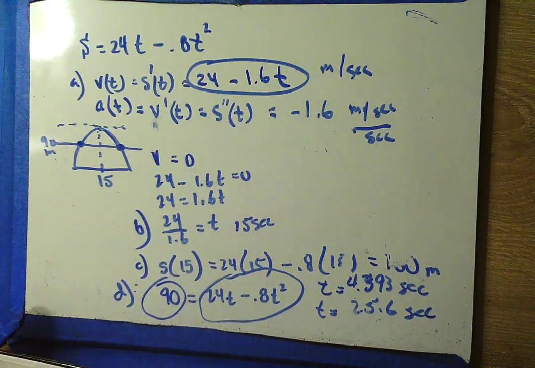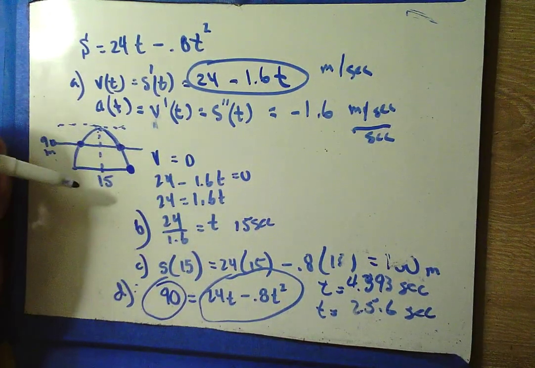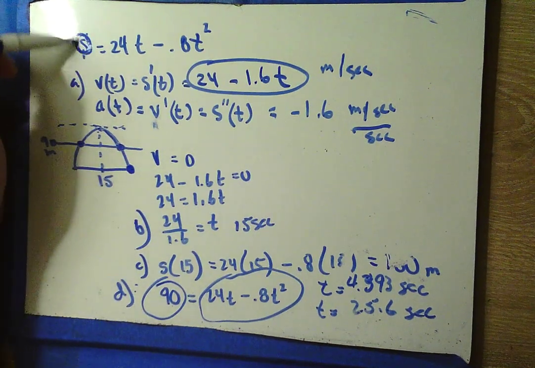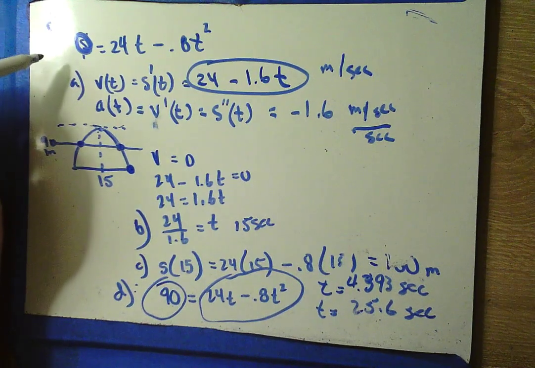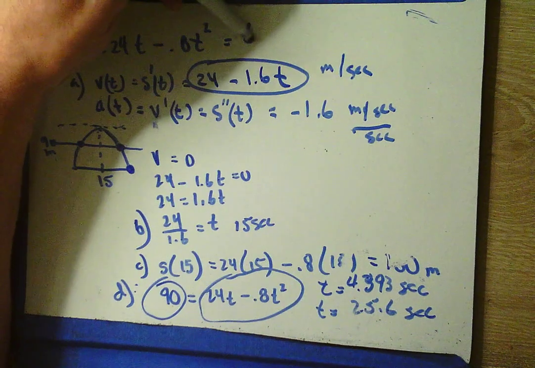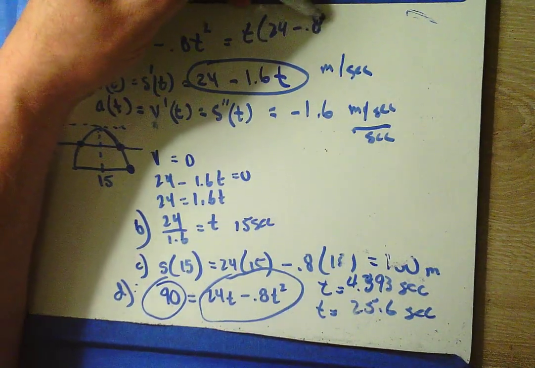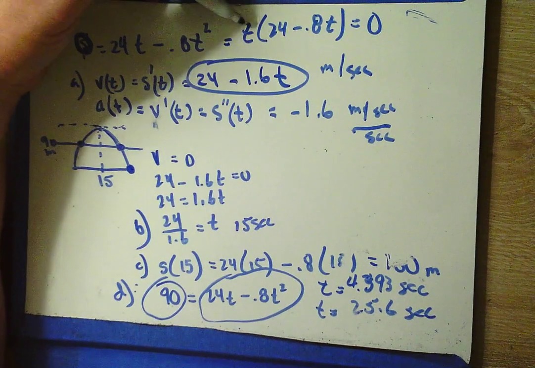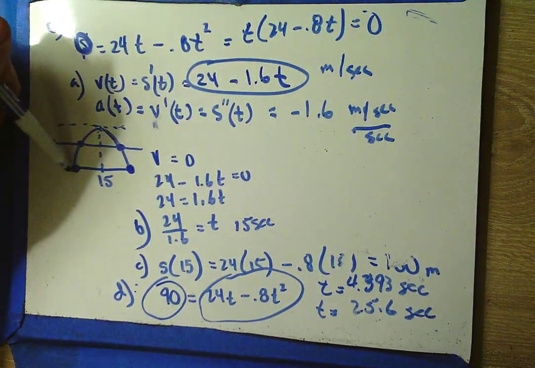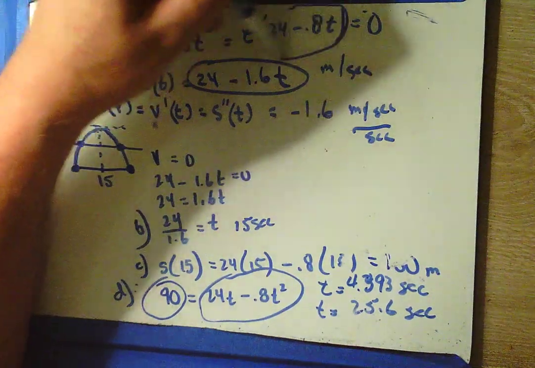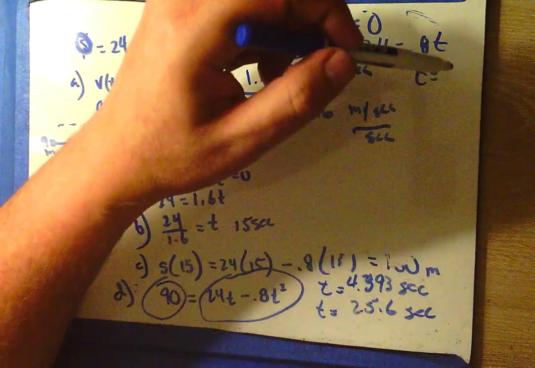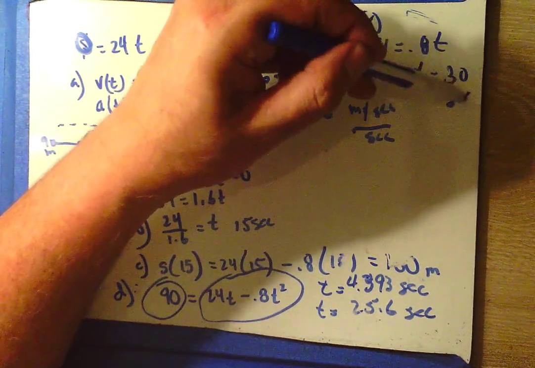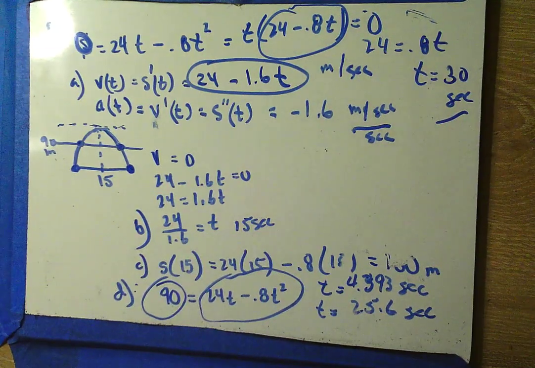Okay, and then part E says, how long is the rock aloft? Well, I want to know when the rock hits the ground, which means I want to know when position equals 0. For part E, I want to set position equal to 0. Well, I did this by hand. I factored out a t and had 24 minus 0.8t equal to 0. T equal to 0, sure, it's on the ground. Then it goes up, and there's this second time when 24 equals 0.8t, or t equals 30 seconds. It takes 30 seconds for this thing to hit the ground.